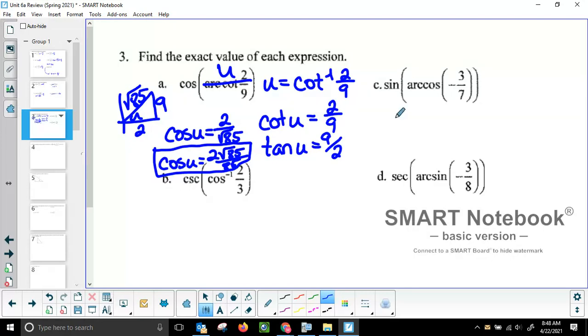So we're going to do that for all of these. Here I'm going to say, let u equal inverse cosine of 2/3. That means the cosine of u is equal to 2/3. Cosine deals with the top half of the unit circle, so we're either in quadrant 1 or quadrant 2. This is positive, so we know we have to be in quadrant 1.